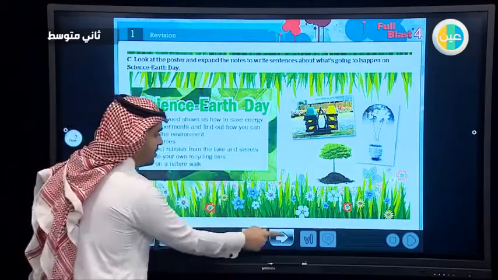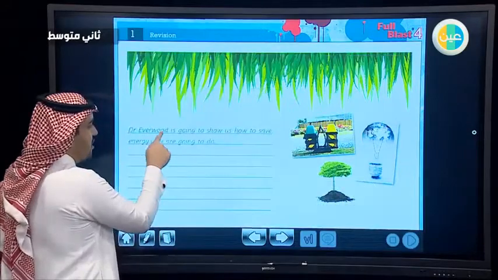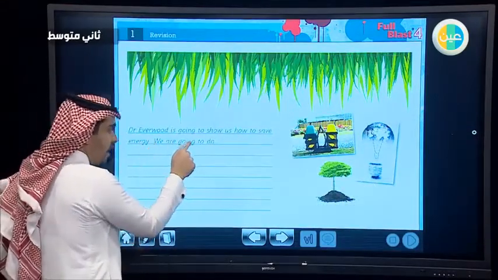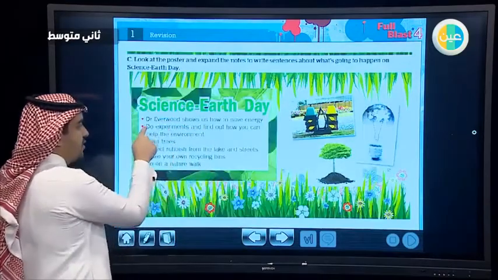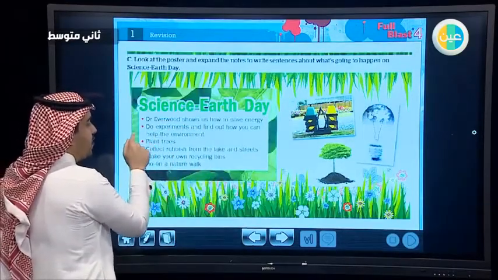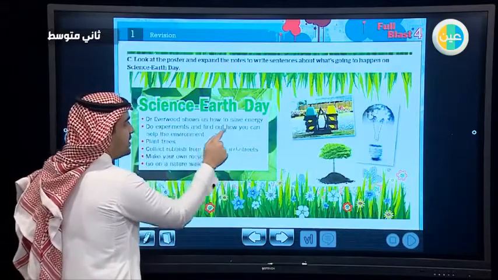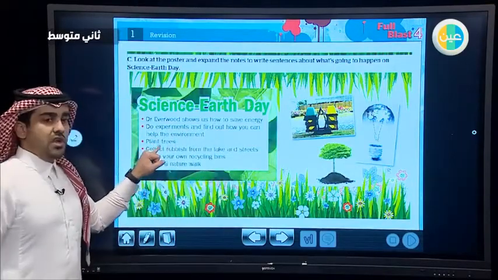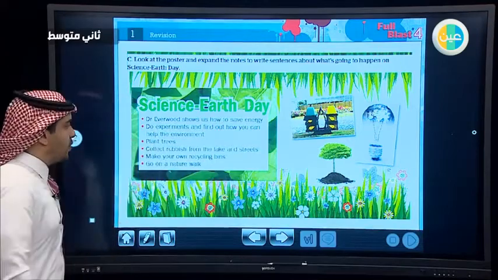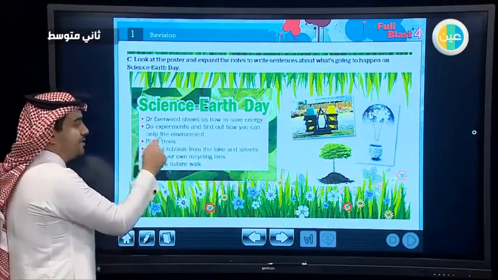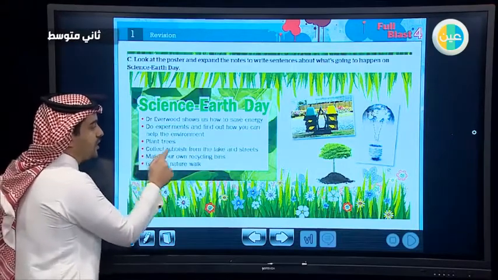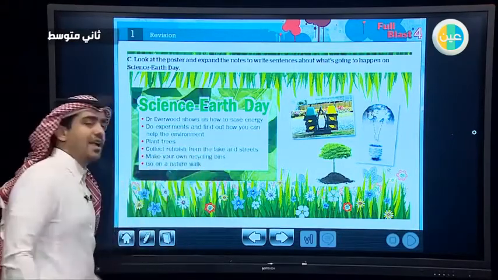Okay, so we do it like this. So Dr. Everwood is going to show us how to save energy. We are going to do, now let's take a look at point number 2. We are going to do experiments and find out how you can help with the environment. I need to use going to with the third point as well. We are going to plant trees. With the fourth one, we are going to collect rubbish from the lake and street, and so on.